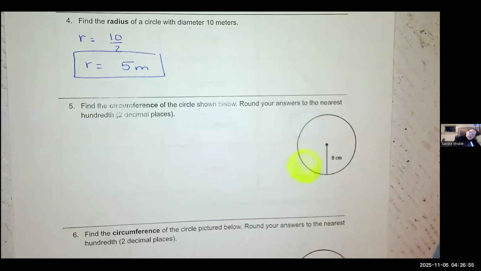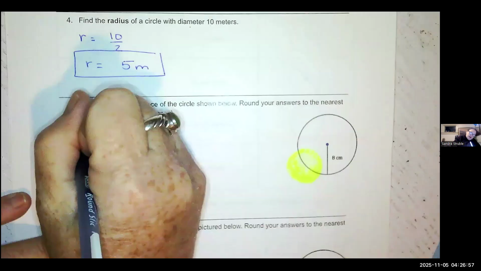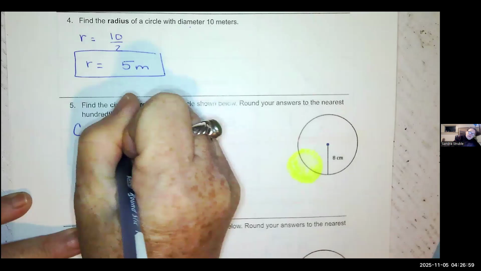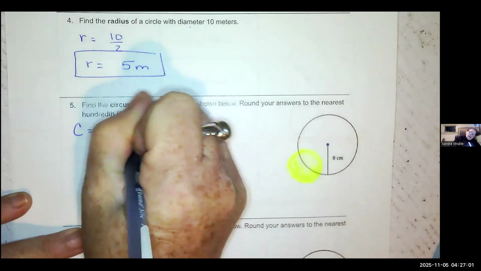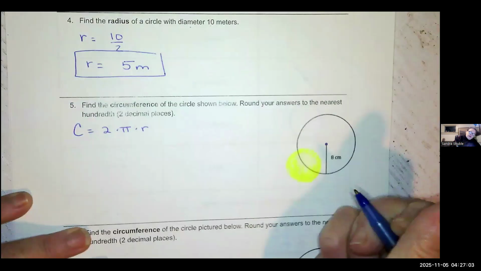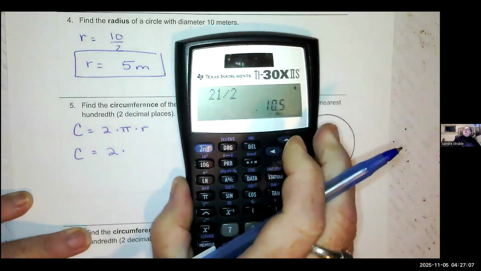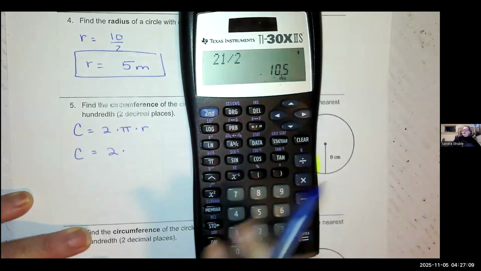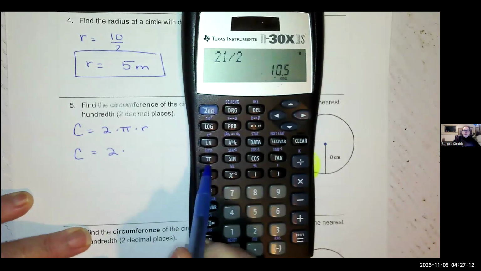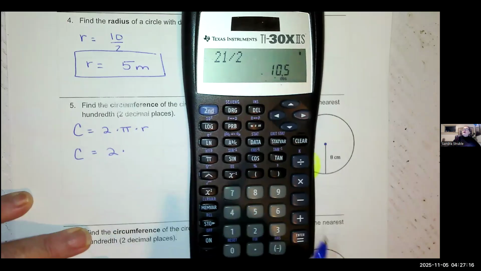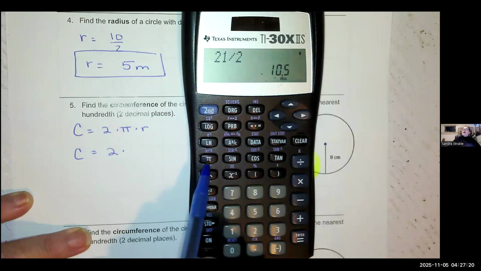Circumference is 2 times pi times the radius. You need to find the pi symbol on your calculator. The pi symbol is right here. You are not going to use 3.14 for this class or for the next one, so I want to make sure that you understand where to find your pi symbol. It's right there, just above the caret.